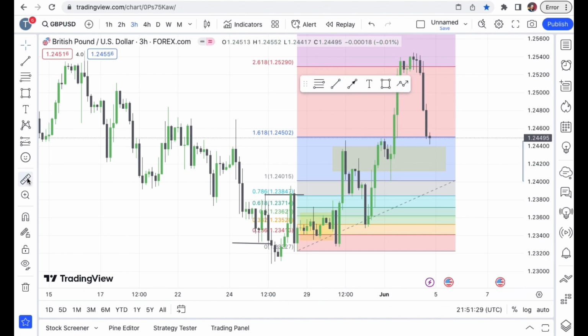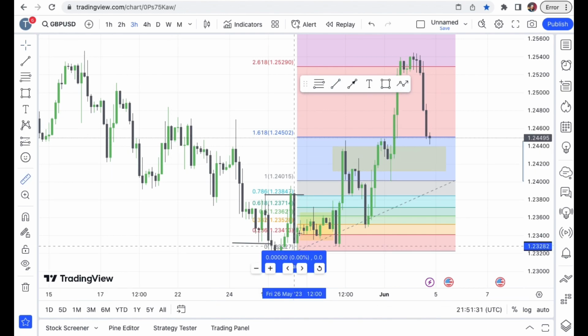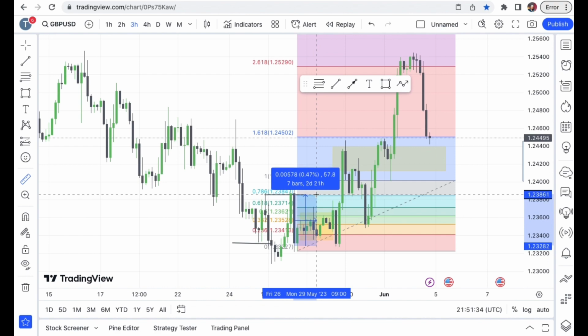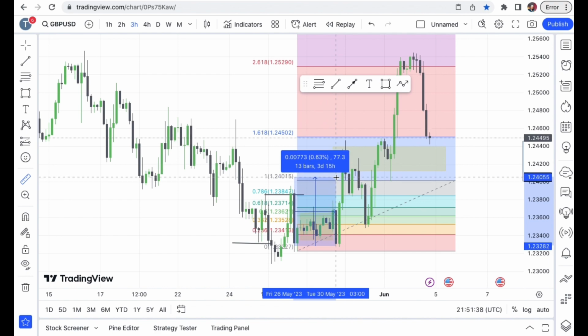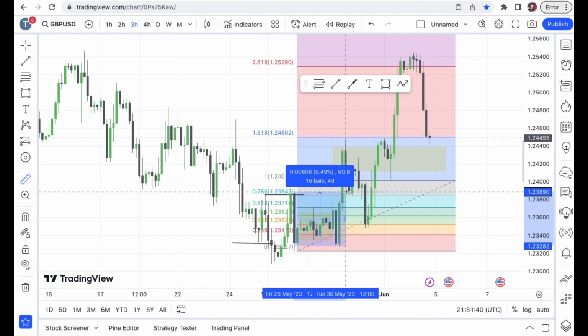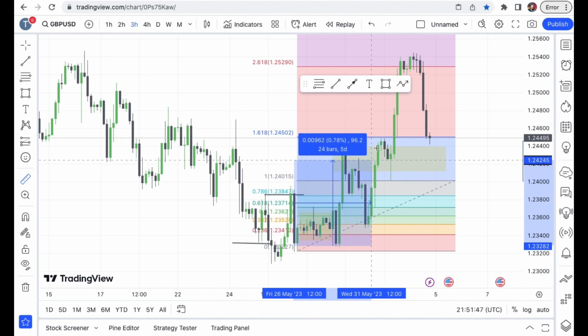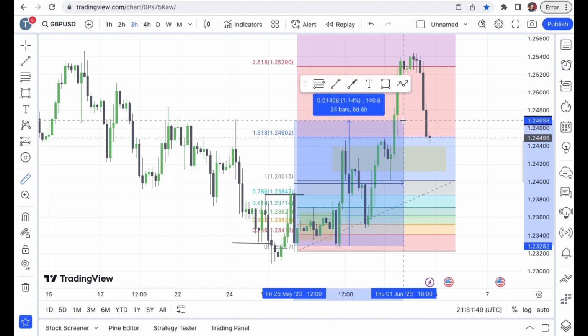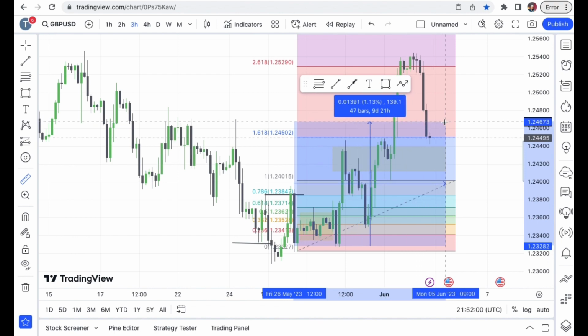I'll be looking to take my first profits at my first range high, which was like 57 pips. So that was like 1 to 2. If I was to set my stop loss to break even and take partials and still wait for the trade to continue to play out, I'll be looking to take my second takeout from this particular zone. So that would have been like 1 to 7 risk to reward.